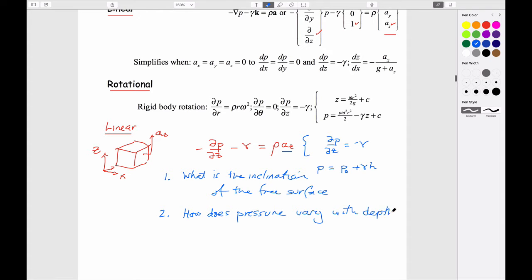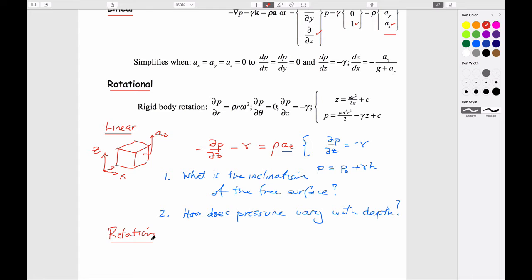So those are the two things that we would like to maybe answer. Two things we will answer today. We'll address those, and then we'll do exactly the same for rotation. We'll come back to that. We'll do the first one first.